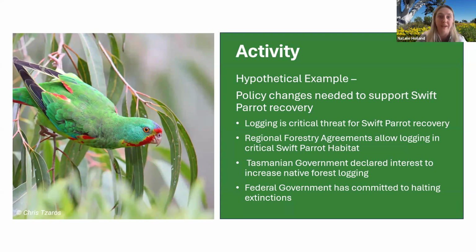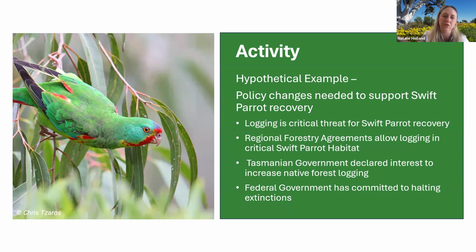One of the key threats to the breeding habitat, and therefore key threats to the species, is logging in its breeding habitat. And in Australia, there is current federal environment and biodiversity legislation, but at this point in time, there are what are called regional forest agreements that have been in place, which are agreements between the federal and state governments. And in the case of Tasmania, they are actually still allowing logging in some of the critical swift parrot habitat.